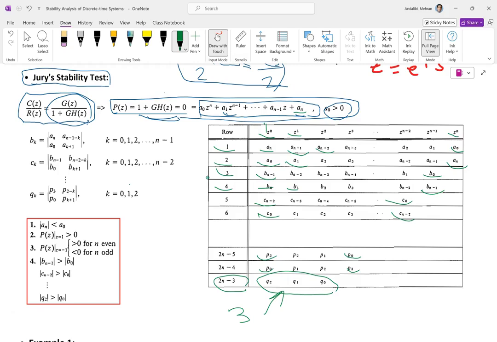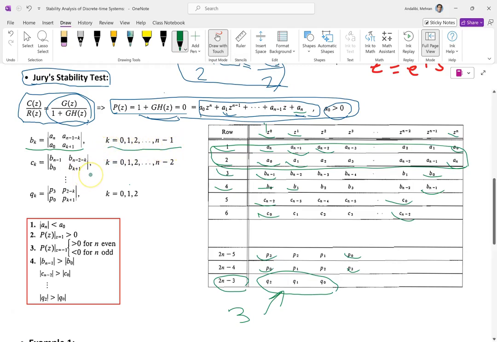Now the question is, how do we calculate these b's, c's, and everything? Because the only thing you have in the beginning are just the a coefficients. So how would you get b's? This is the formula: bk is the 2 by 2 determinant of an minus 1 minus k, a naught, and ak plus 1, as k goes from 0 to n minus 1.